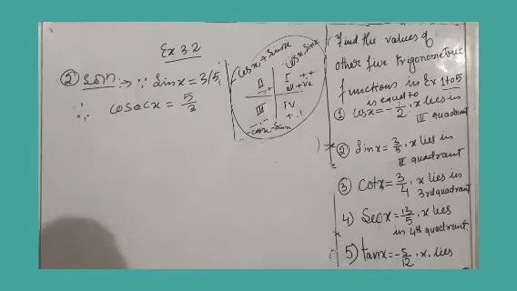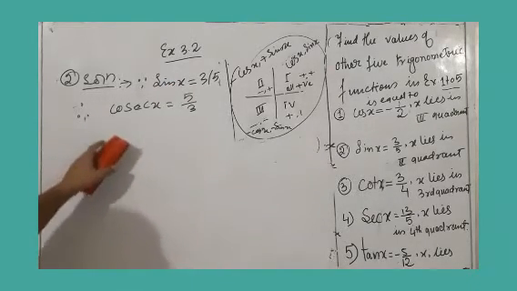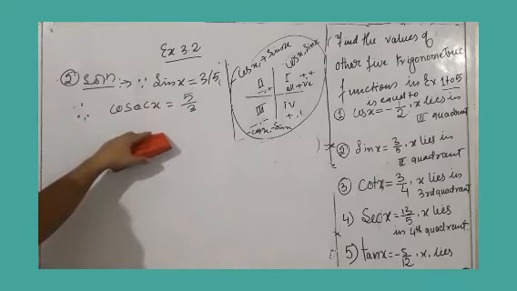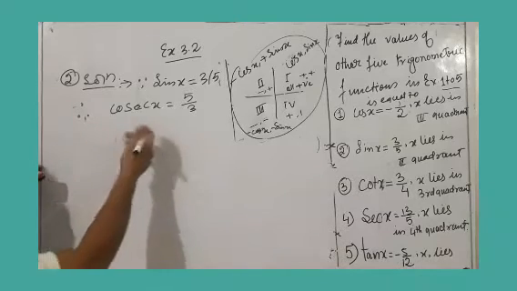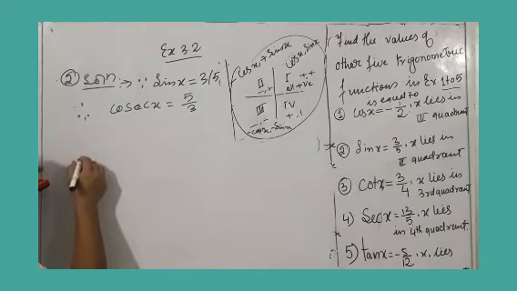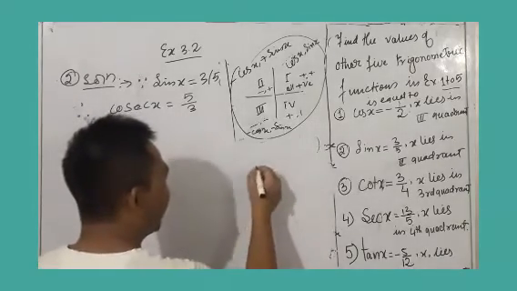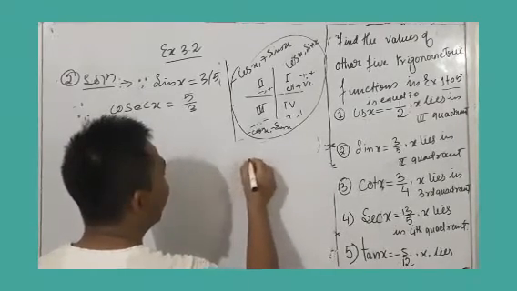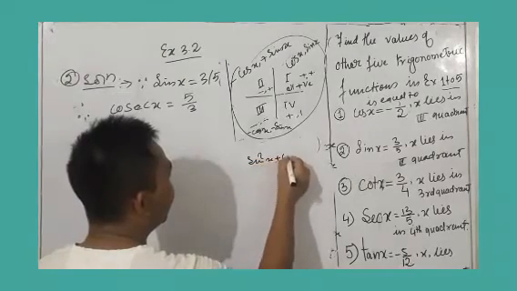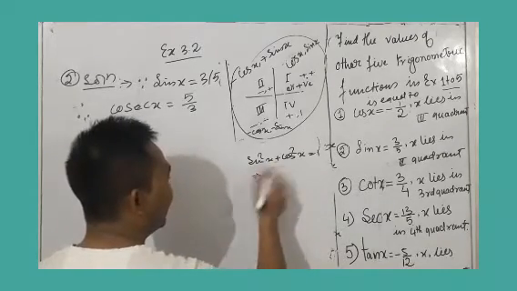So what is the next one? Sin is there. Now we cannot find the value directly. We can find it, but it will be quite complicated, so let us bring in the relation. As we know, sin square x plus cos square x equals 1. Correct?